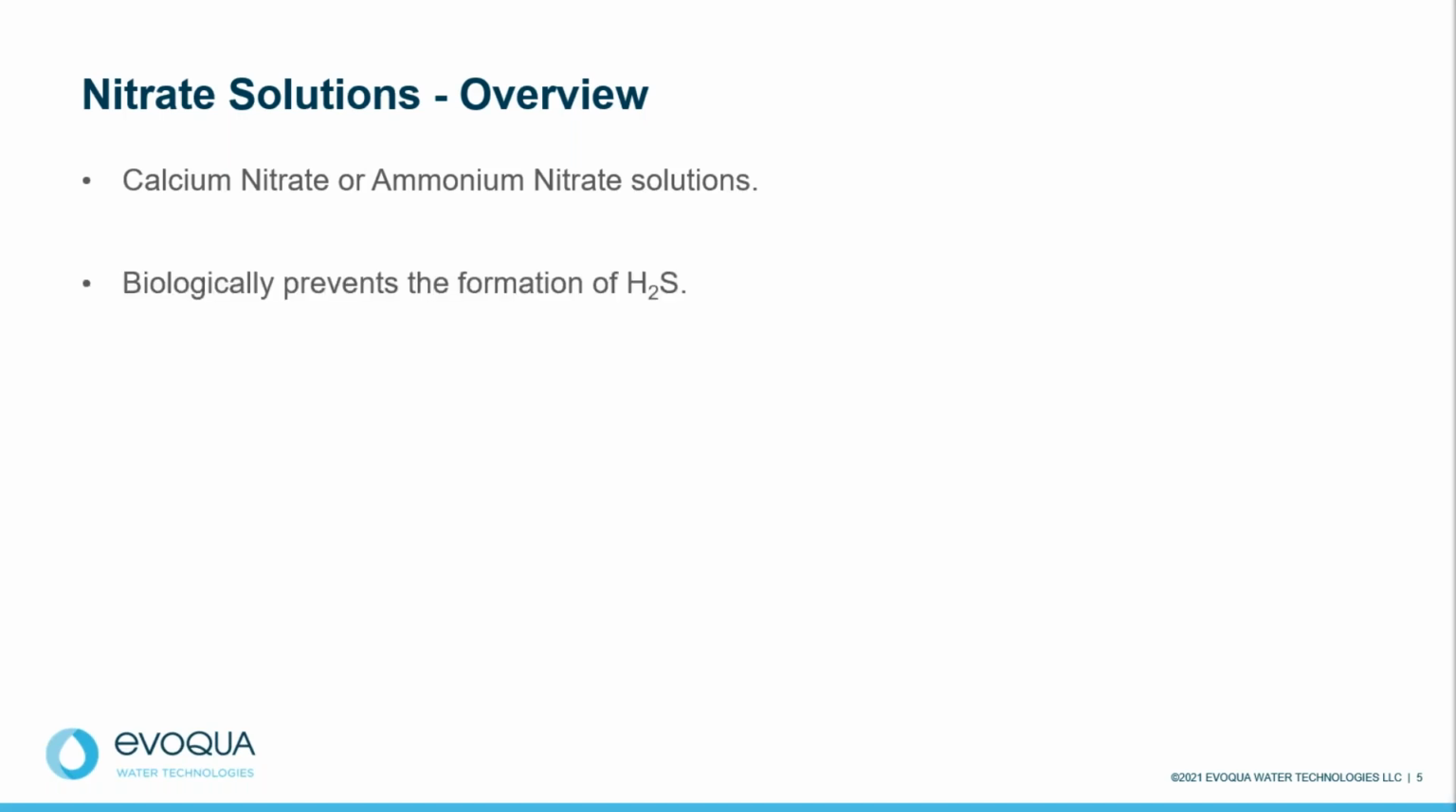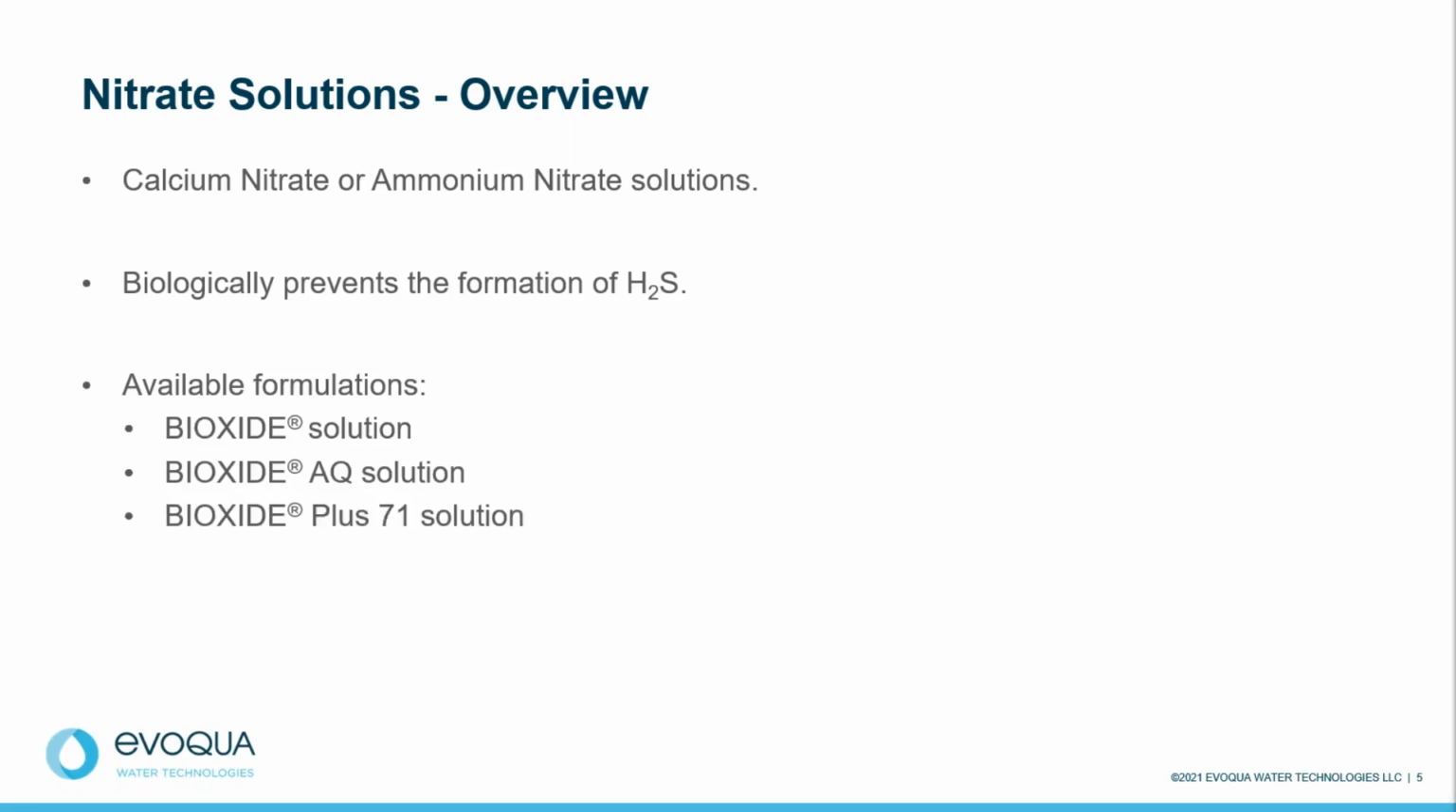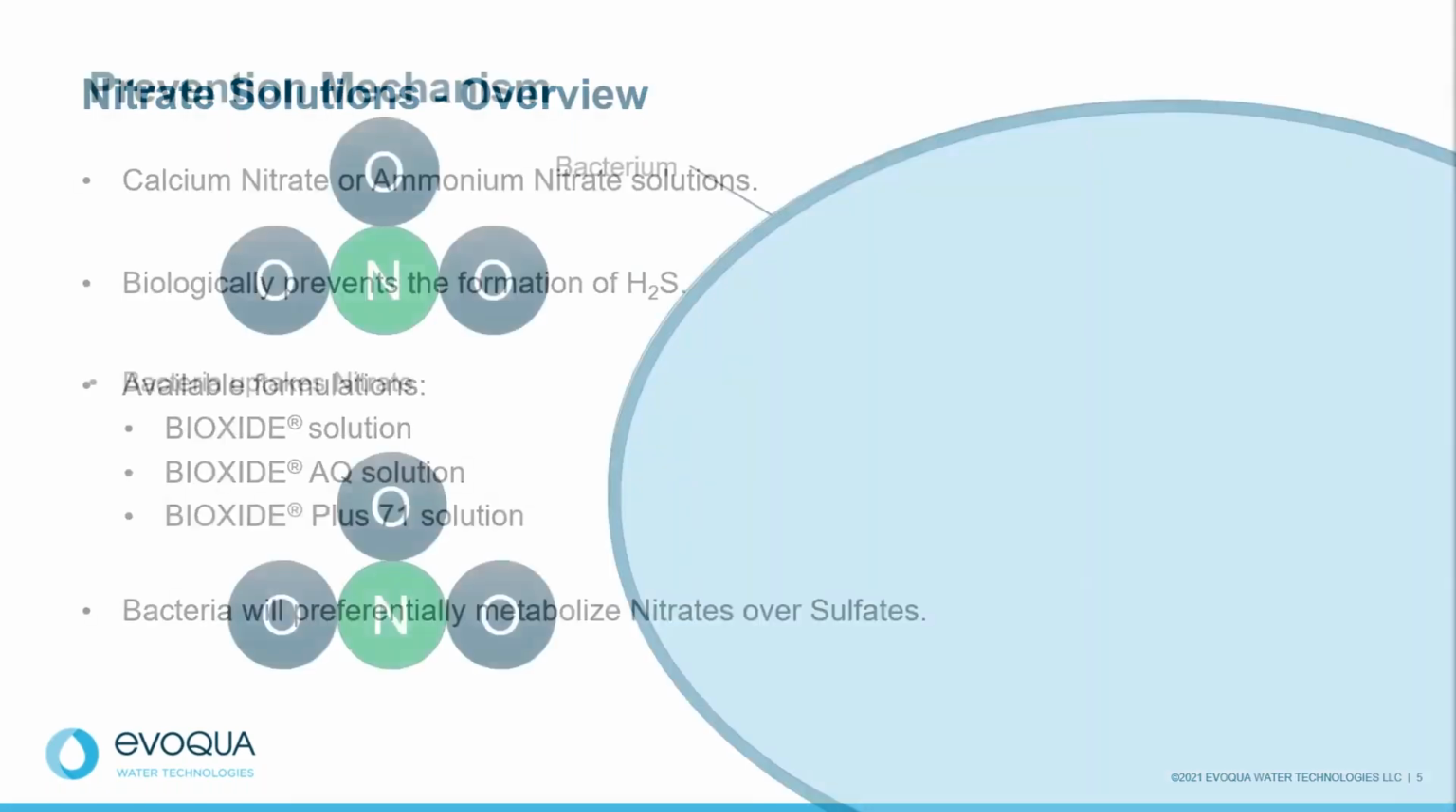Nitrate solutions biologically prevent the formation of hydrogen sulfide gas. The available formulations here are BIOXIDE, BIOXIDE AQ or anthraquinone, and the BIOXIDE PLUS 71 solutions. Bacteria in the presence of nitrate solutions will preferentially metabolize nitrates over the sulfates.